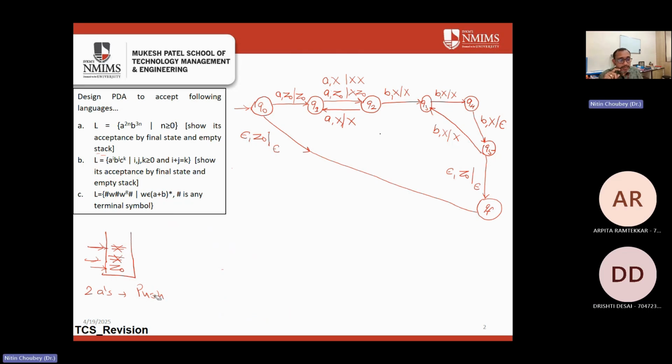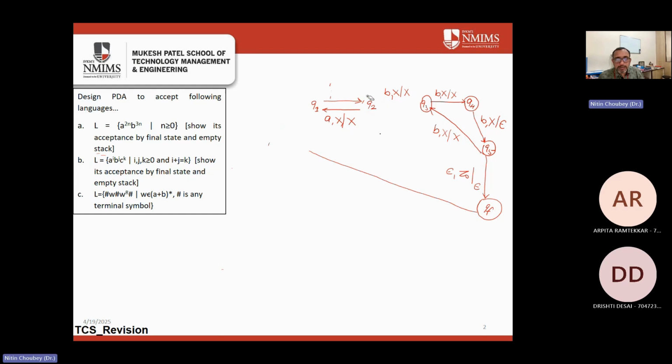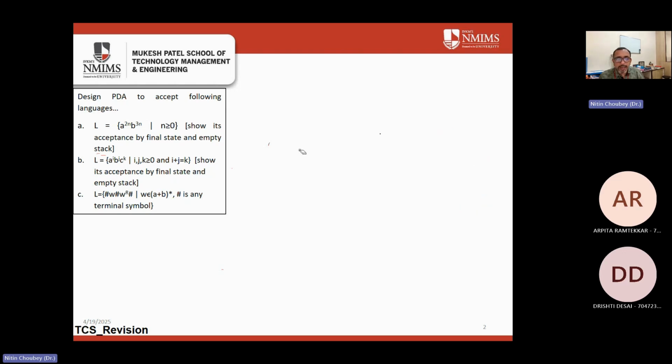So let's go for the second case. L equals to a raised to power i, b raised to power j, c raised to power k, such that i, comma j, comma k greater than or equal to 0 and i plus j equals to k. That means the number of c's is equals to the addition of the number of a's and number of b's. That's the meaning of this condition. And furthermore, your i, j and k, all these could be equals to 0 also.